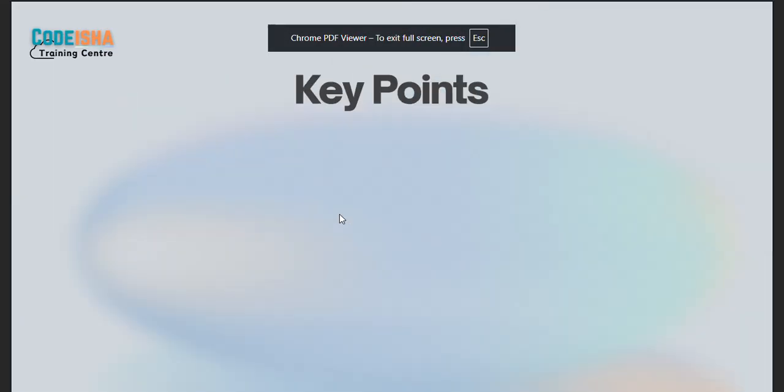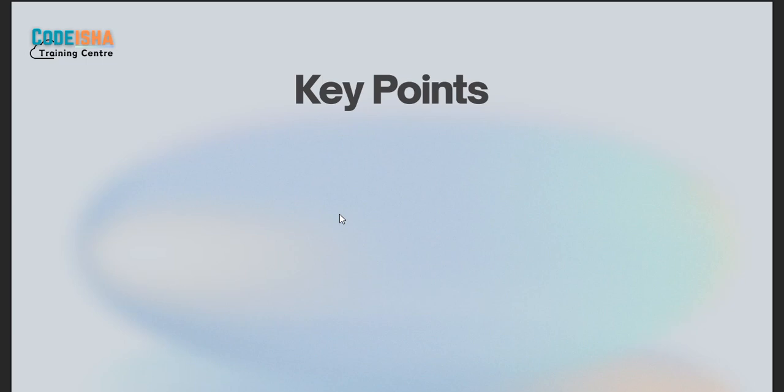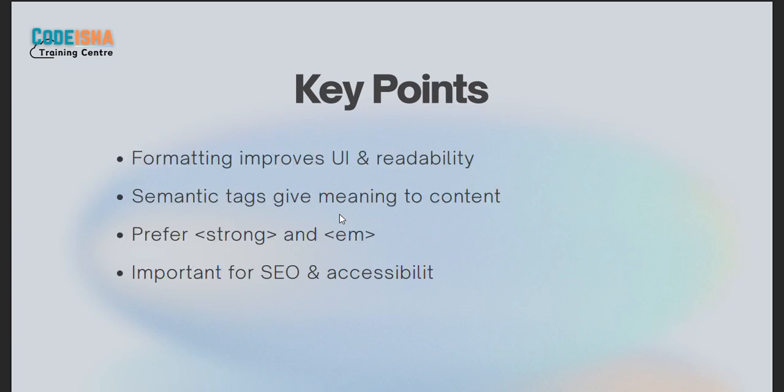So let's go through the key points for these text formatting tags. Formatting improves the user experience, user interface and readability. And semantic tags give meaning to the content. Prefer strong and em, as these are semantic tags, compared to physical tags. They are important for SEO and accessibility. SEO is nothing but search engine optimization. And here accessibility, sorry.